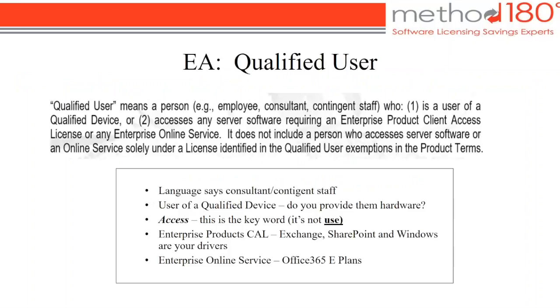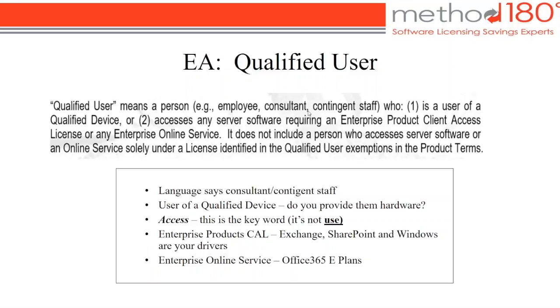So how does this start? I'm going to assume you have an enterprise agreement. I apologize, I know some of this slide is probably a little blurry, but I've taken some images directly from an enterprise agreement so that we can actually see the language and talk about it, okay? Where this starts is in the definition of qualified user. Microsoft says that a qualified user is an employee, a consultant, or contingent staff. Right there's our first clue that Microsoft wants us to license consultants.